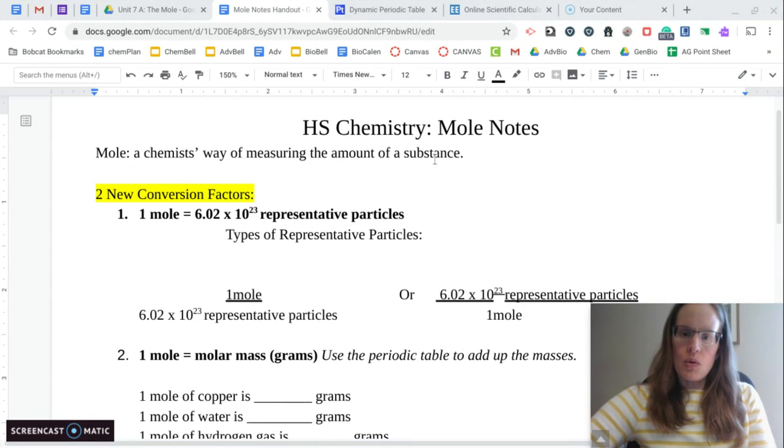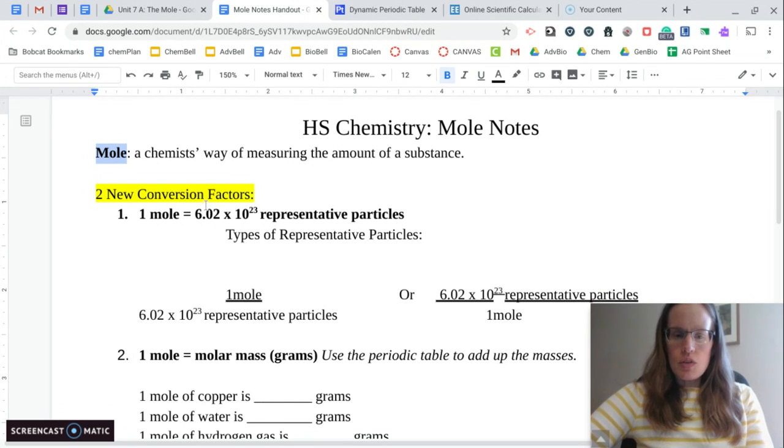Notes on mole conversions. Remember, we've already talked about what a mole is, and you've watched my video on that, and maybe you watched Tyler DeWitt's video that gives you a little bit more detail. And so here you're going to have to pause this video so that you can take notes as we go. First, to review, a mole is a chemist's way of determining or measuring the amount of a substance, so how much of it you have.